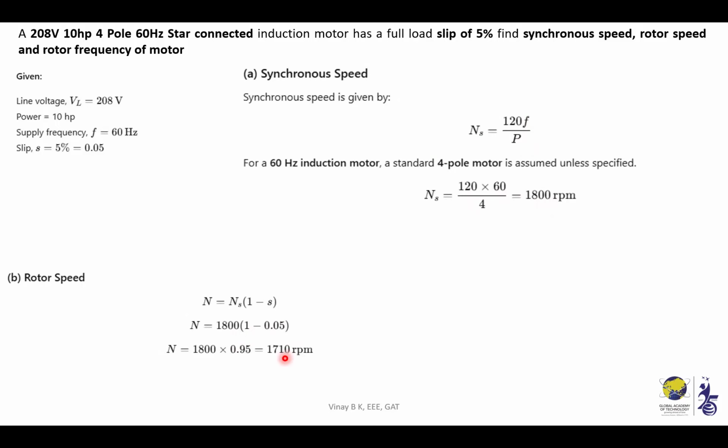The third one is rotor frequency of the motor, that is Fr equals S into F. We know the value of S, that is 0.05, and we know the frequency, that is 60 Hertz. We'll get 3 Hertz. So this is about this numerical. We'll go to the next one.